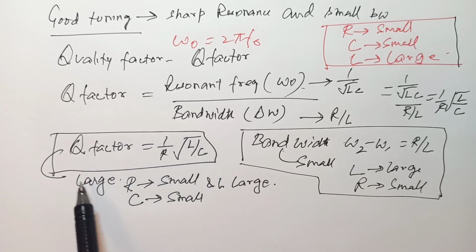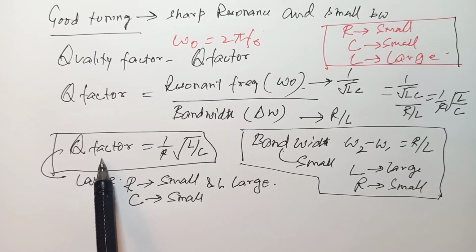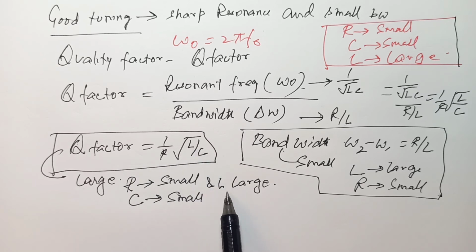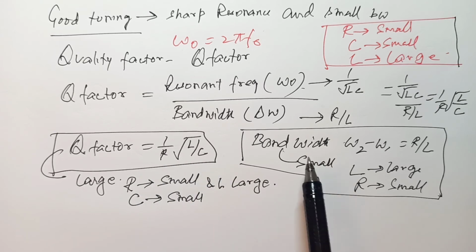Now Q factor should be very large. Q factor or quality factor should be large for good tuning. Now for this to be large, L should be large, the numerator should be large, and the denominator, which is R and C, should be small.